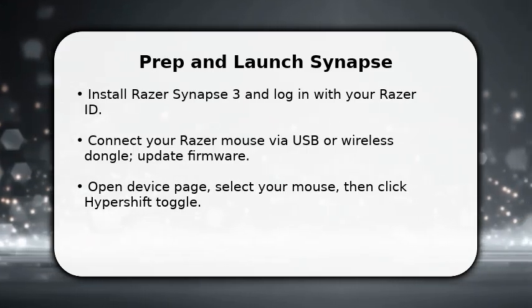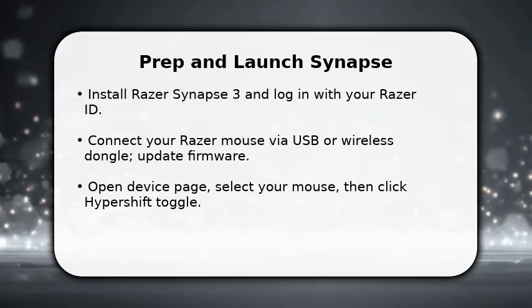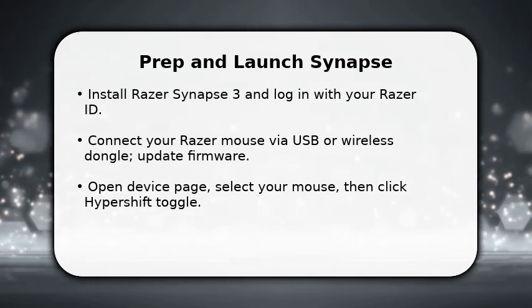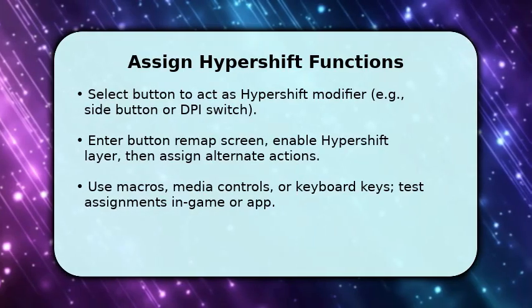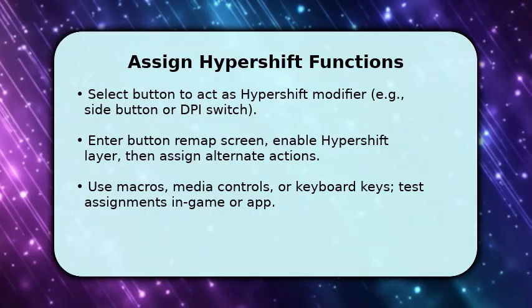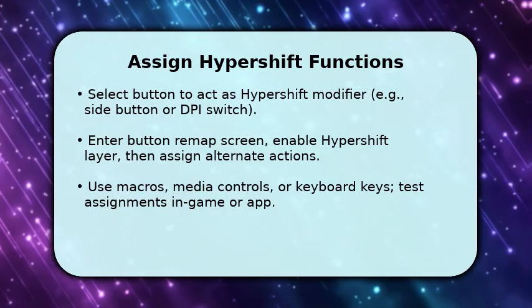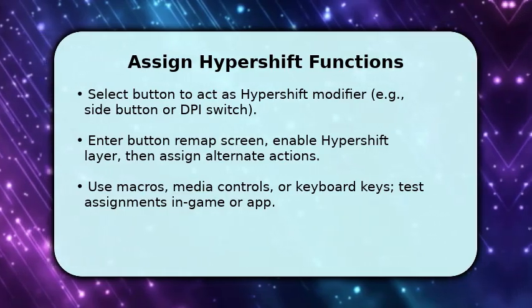Now that Hypershift is enabled, you're ready to choose which key will act as your Hypershift modifier and begin assigning alternative functions. Now configure the Hypershift layer itself. Pick a convenient modifier button, often a side button or DPI toggle, because ease of access matters for quick use.